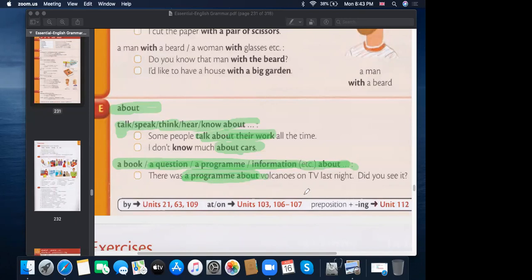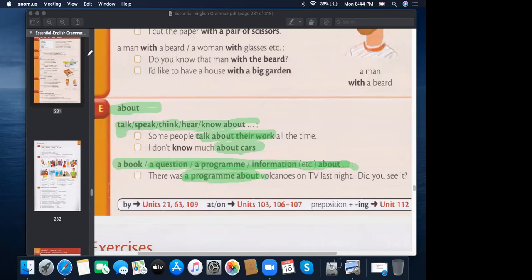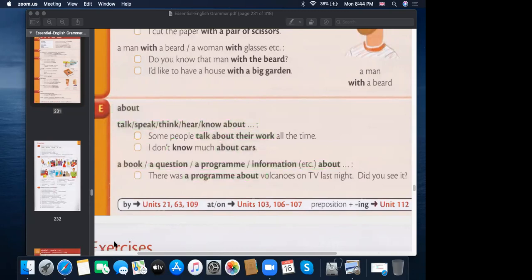For example, I'm reading a book about English. I'm reading a book about history. I'm watching a program about business. I'm attending a seminar about development. Can you please give me some sentences like this? A book about, a question about, a program about, information about. I see about it. I learn about it.